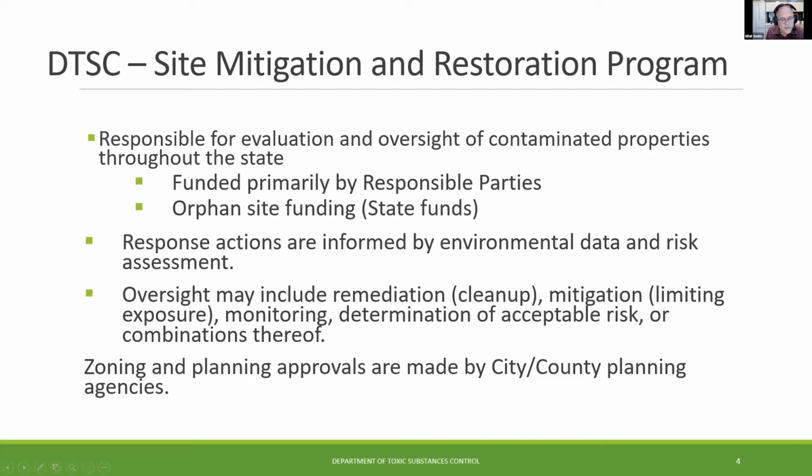Oversight of our sites may include remediation, mitigation, monitoring, determination of acceptable risk, or combinations thereof. To the extent that properties are redeveloped or developed for the first time, zoning and planning approvals are made by city and county planning agencies. DTSC has no zoning or planning authority.